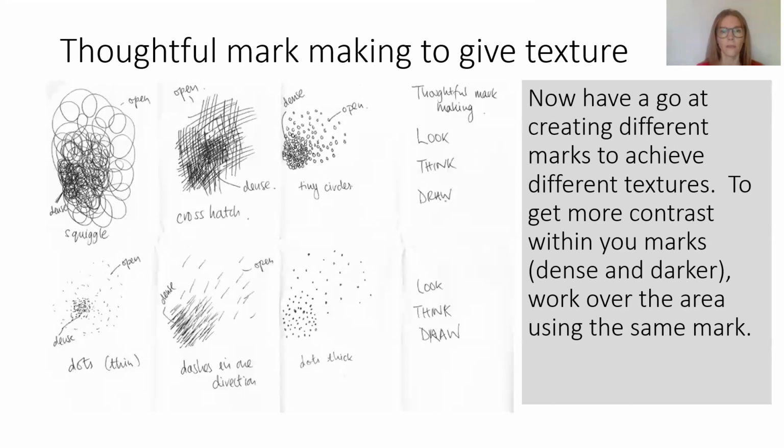And again, some examples of mark making to give texture. So you've got squiggles, the crosshatch, tiny circles, dots, dashes in one direction, thicker dots. And it says here, what I'm going to ask you to do is pause the video and have a go at creating different marks to achieve these different textures. Use a space in your sketchbook or just get a piece of paper and see what different textures and images you can create using this mark making. So pause the video now and have a go at that.